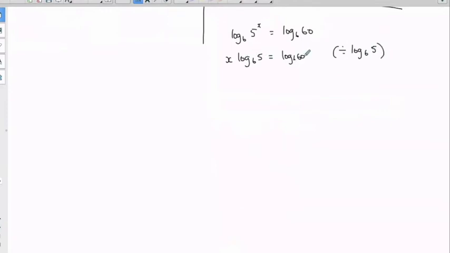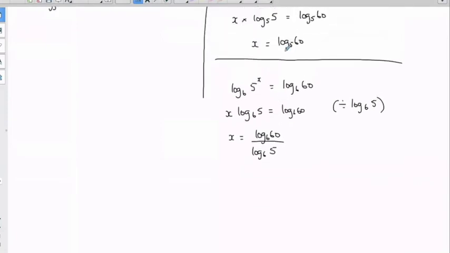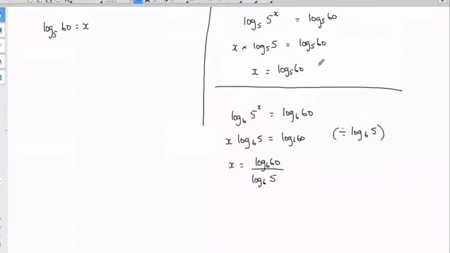Because these are just numbers, I can type these numbers into my calculator. So x will be equal to log to the base 6 of 60 divided by log to the base 6 of 5. And we can type that in on our calculator and we would get the same answer as we would have got if we typed in log to the base 5 of 60. I'm not going to do that now, but if you want to try that for yourselves when we finish talking, then you'll find that this answer up here is exactly the same as this answer.